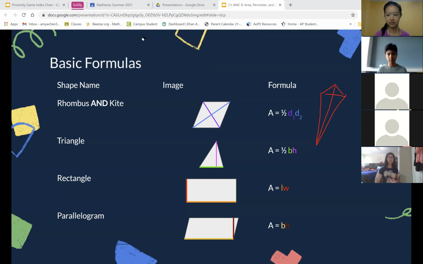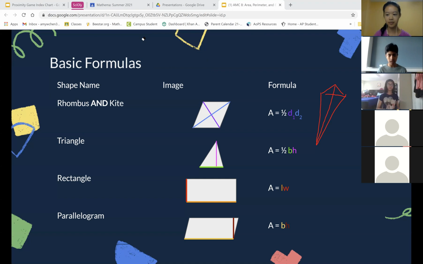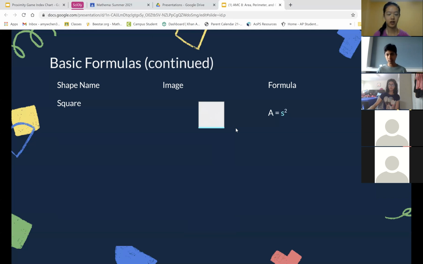Any other questions? Base times height for rhombus, but not for kite. Yeah, but we recommend using D1 times D2 divided by 2, because then you don't really have to think about the 2. Any other questions? Okay, so area of a square is a rectangle. The rectangle's base times height, and a square is just a rectangle with 4 equal sides. So the area is just the side length squared.